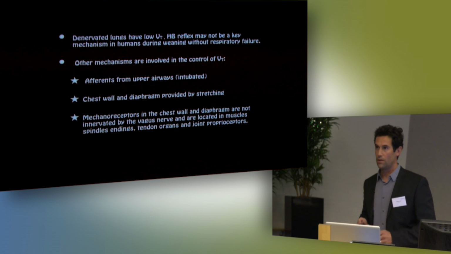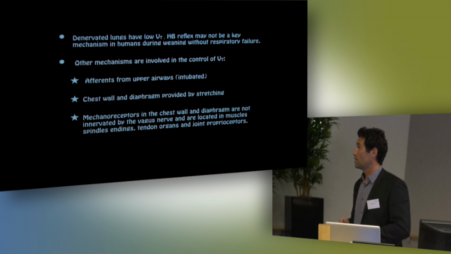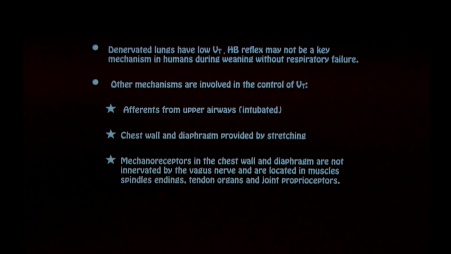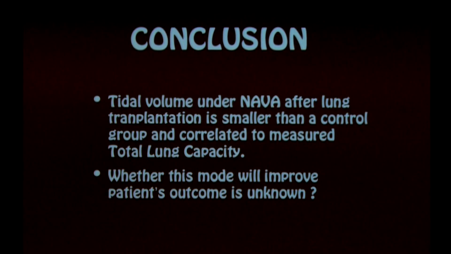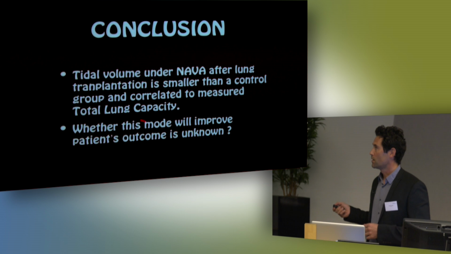So what we found, it's true that these transplant patients don't have any vagal nerve, so it's supposed to be that they have no Hering-Breuer reflex, but probably other mechanisms are involved, and we have mechanoreceptors in the chest wall, in the diaphragm, and you still have the chemoreceptors for oxygen and CO2. And probably, finally, in our practice, because we use NAVA, we haven't seen anything different, and it was a way to show you this. And it's the first description of assisted ventilation where the assisted ventilation is correlated to the total lung capacity. Whether this mode will improve the patient outcome, we don't know.